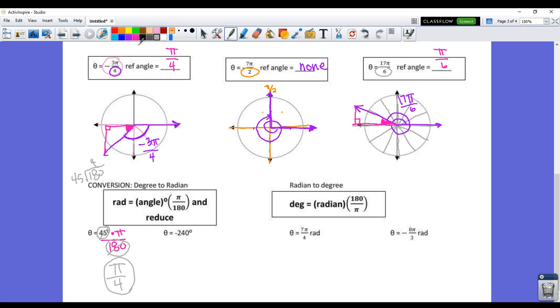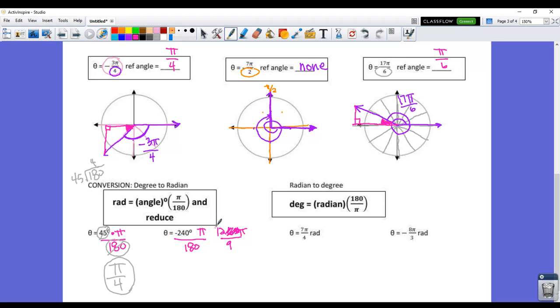So negative 240. We're going to multiply negative 240 by pi and divide it by 180. So what is the largest thing? I know that 20 goes into both of these. Let's see if 40 goes into both of these. 240 divided by 40 is 6. And what's 180 divided by 40? 4.5. So that's no good. So let's go back to 20. 240 divided by 20 is 12, and 180 divided by 20 is 9. So right now it's 9 pi over 12, much more manageable.